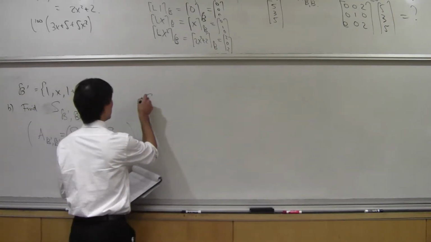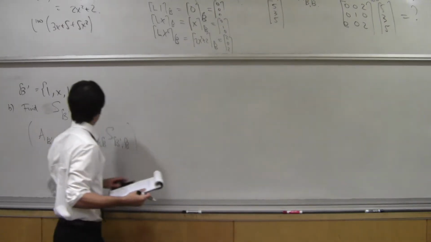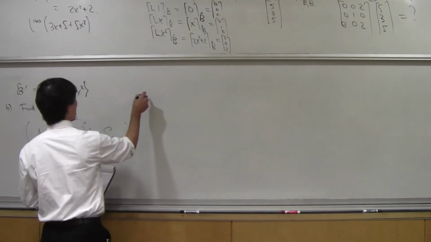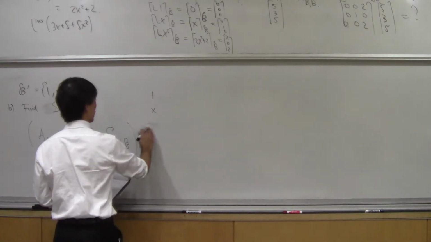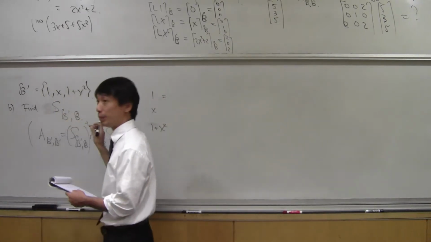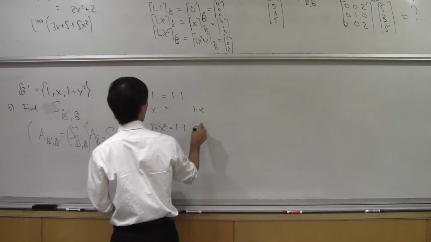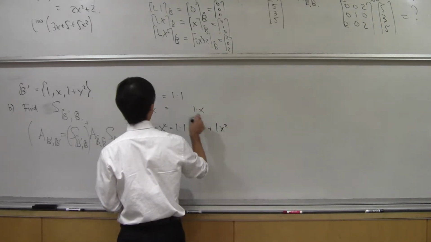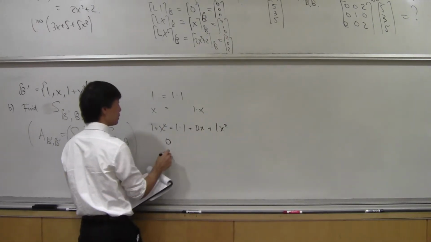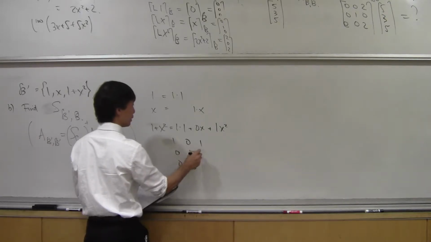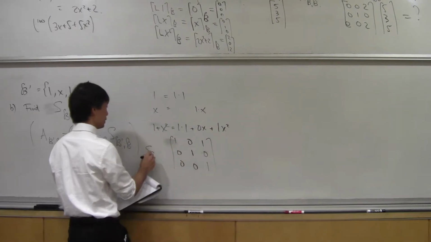How do we get the S? If we're going from B prime to B, what do we need to do? Take the coordinate vector with respect to B. So we're going to take each of the guys in B prime and express them in terms of the B basis. So this is going to be just 1 plus 0 of the other guys. This is x. This is 1 plus 0x plus 1x squared. And then we use those coefficients, 1, 0, 0, 0, 1, 0, as the columns. Those are the columns of our transition matrix.